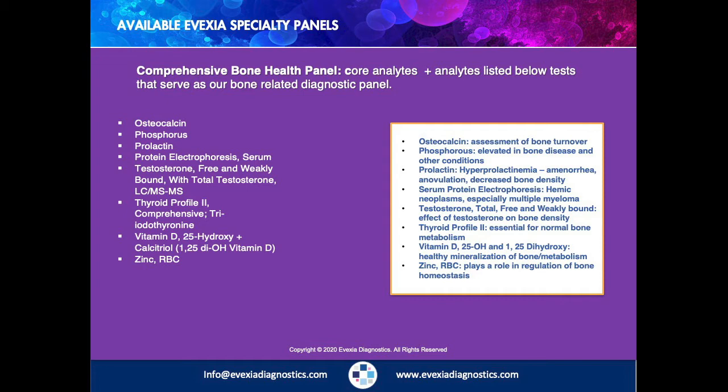Essentially, a combination of a high 1,25-dihydroxyvitamin D and a low 25-hydroxyvitamin D is associated with the poorest bone health. So please keep that in mind. The final analyte is the RBC zinc.